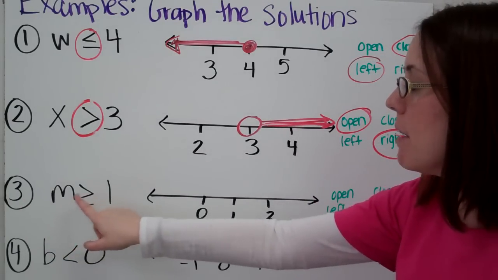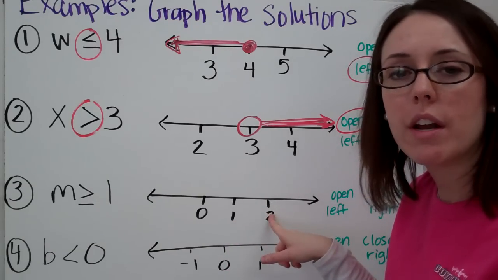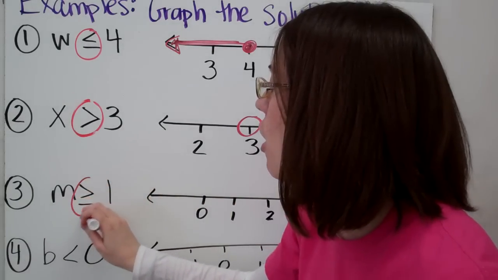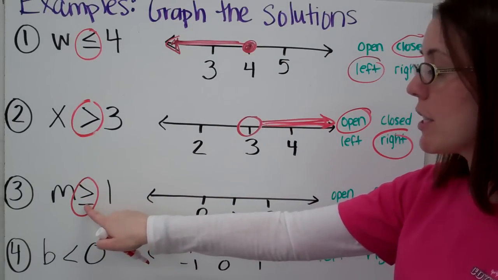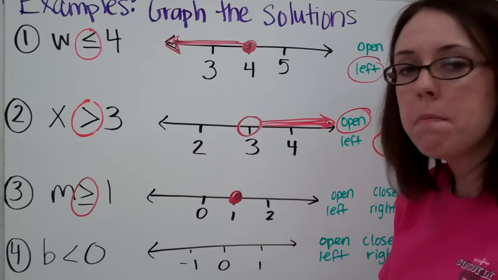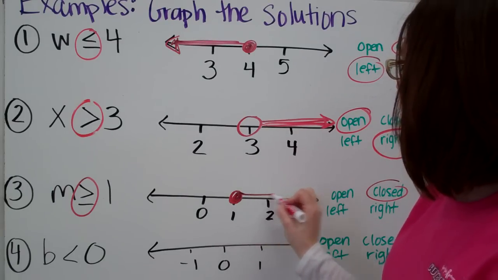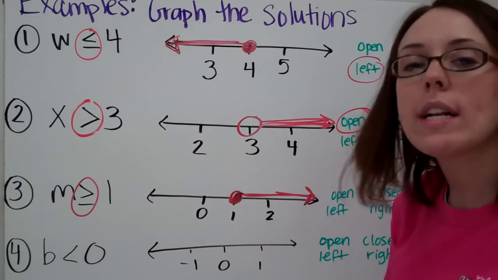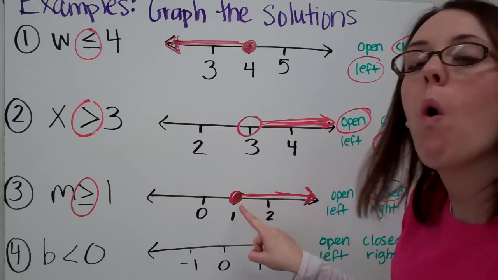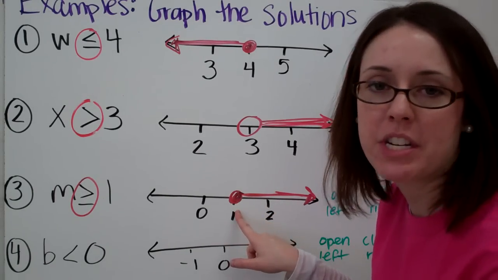Number 3, m is greater than or equal to 1. Draw your number line. 1 goes in the center, 1 number above it, which is 2, and 1 number below it, which is 0. Open circle or closed circle? It has greater than or equal to, so that's going to be a closed circle on 1. Do we shade to the right or to the left? It's pointing to the right, so we're going to shade to the right. That means that m can be any number greater than or equal to 1. We can also include 1, that's why we shade it.